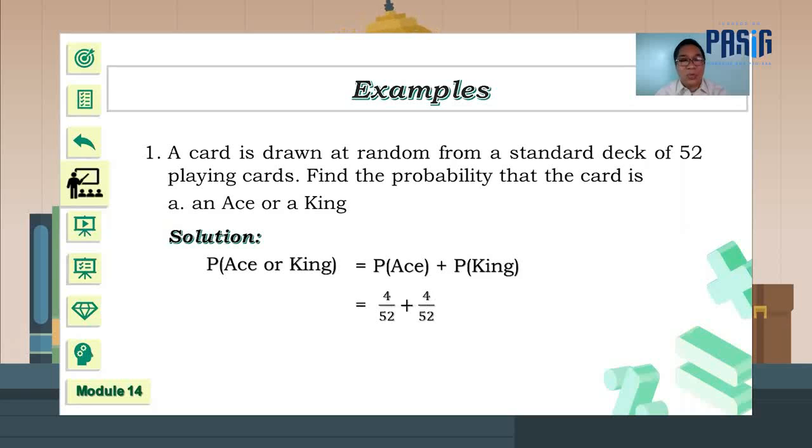So you have 4 over 52 plus 4 over 52. The lowest term of 4 over 52 is 1 over 13. So adding the two probabilities, we have 2 over 13. Question, for example number 1, none. So let's have another, no, we have B rather.